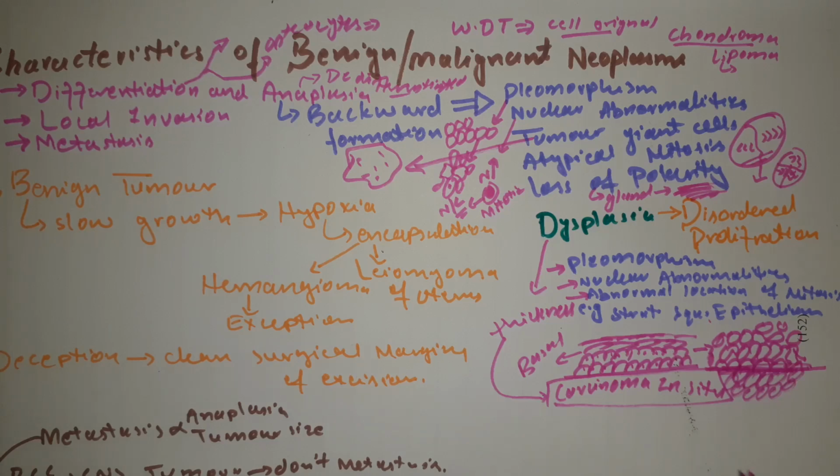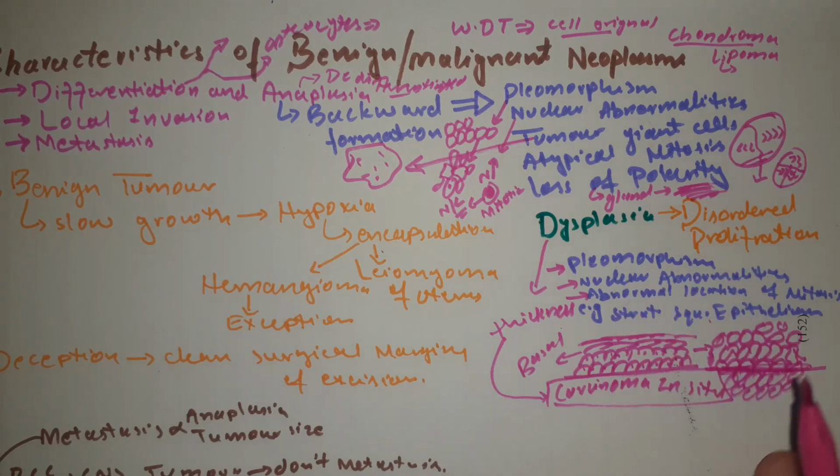And as long as these dysplastic changes are limited to some portion of epithelium, not the entire thickness of epithelium, they can revert back, as we will study in cervical carcinoma. However, when they become carcinoma in situ and cross the basement membrane, they move toward an aggressive course. So this was basically the differentiation, anaplasia and dysplasia.